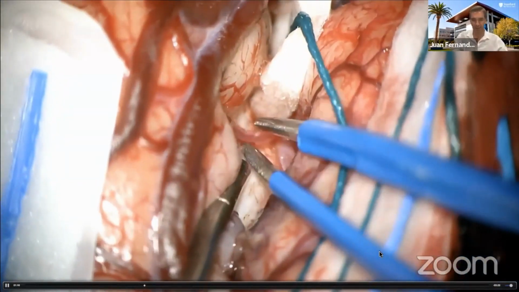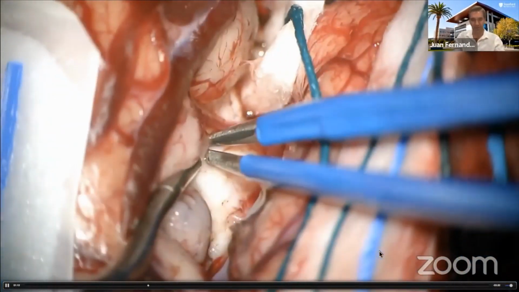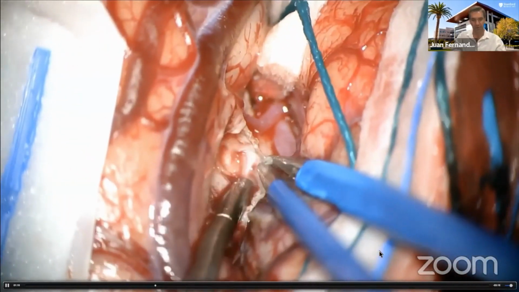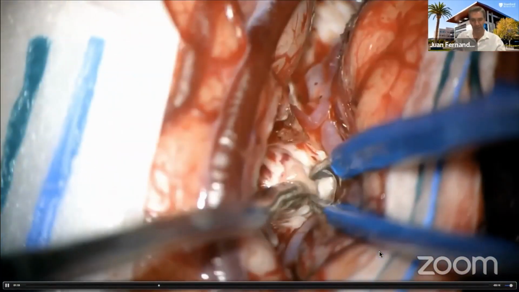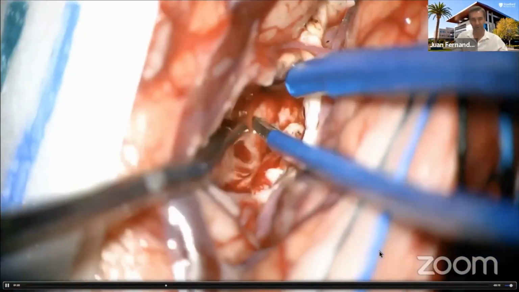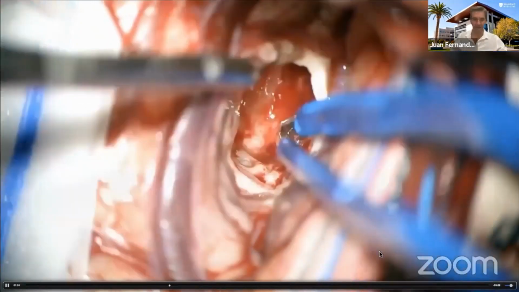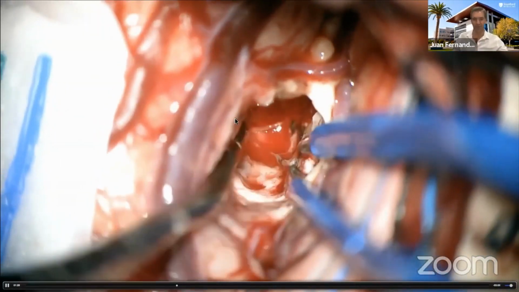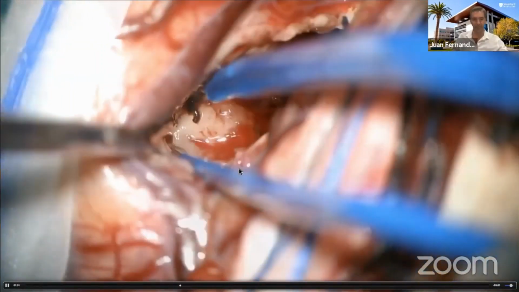So in this case, we've opened the fissure already. This was an easy one to open. You see again our approach going to the uncus, going to the amygdala. You can tell when you get to the amygdala, it's a bit more greenish, a bit different consistency. You can see it deep there. That is the amygdala right here. And once I see the amygdala turning posterior right here, you are in the temporal horn.